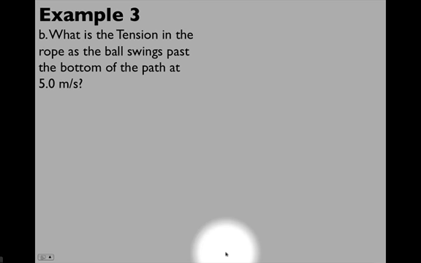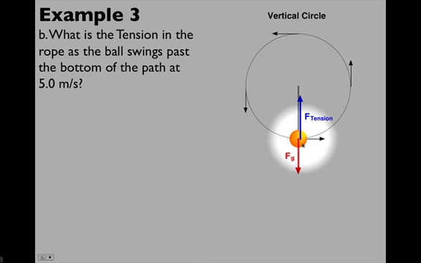The second part of this is what is the tension in the rope as the ball swings past the bottom of the path? Well, now we've got a little bit of a problem here because gravity continues to pull in the downward direction. Gravity's pulling down, and there is a tension in the rope. We need the net acceleration to be towards the middle of the circle. So although gravity is going to be pulling down, we're going to need to have a force of tension here that's pulling up on the ball, not only supporting the force of gravity, but also accelerating the ball at the same time.